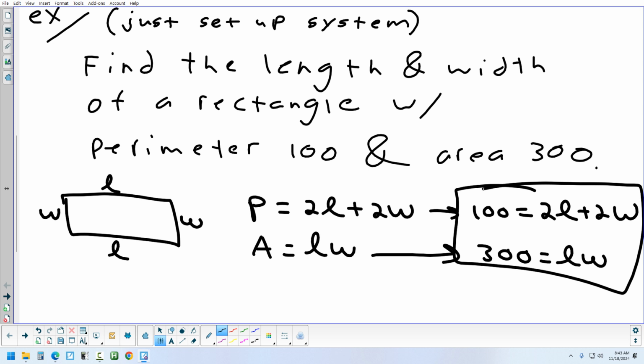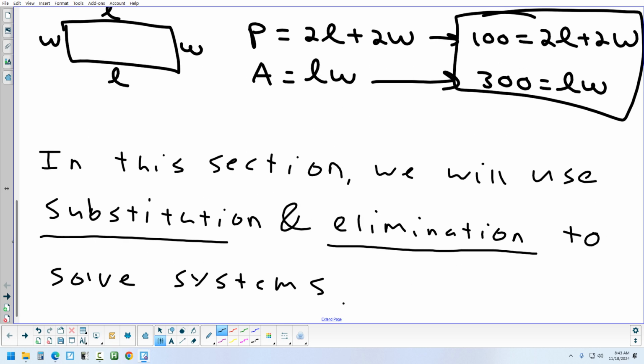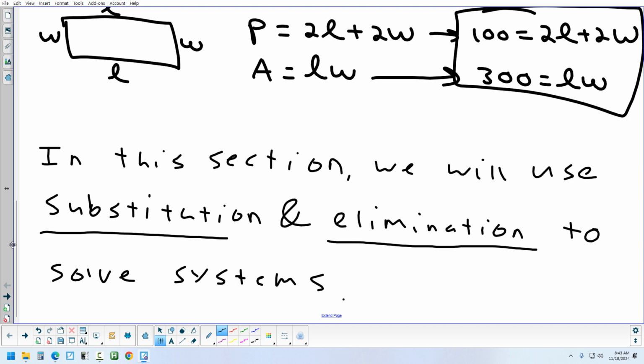Now, when we go to solve it in the next problem, I think I do change these to x's and w's, like 2x plus 2y, and 300 equals x times y. It doesn't matter what letters you use, but x and y we use quite a bit. So these are the two methods we're going to use to solve.